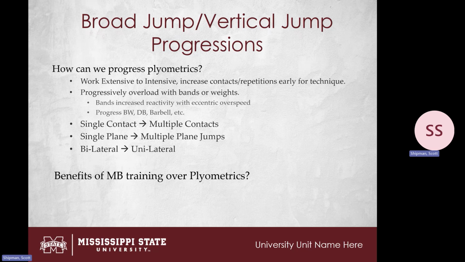You can work single contact to multiple contact. You can work single plane to multiple plane, and we can work bilateral to unilateral. Single contact being one rep, relax, do another rep. Multiple contacts means stringing each rep into the other without a stop. Single plane to multiplanar, we can go frontal to horizontal or frontal to sagittal plane. You can go rotational to sagittal plane. You can change the planes of the plyometrics you're working in. And lastly, you can go bilateral to unilateral.